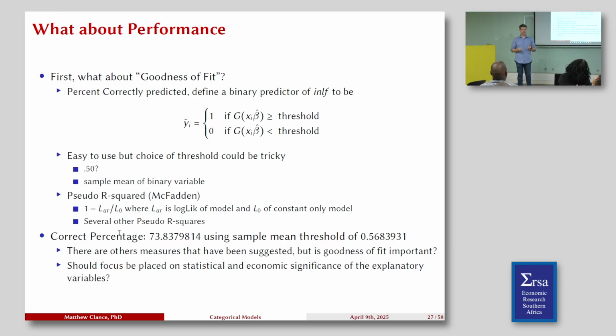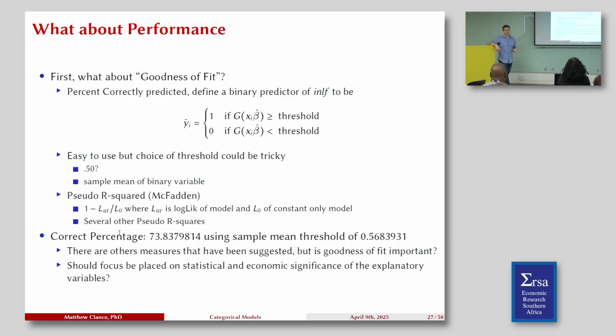Once I choose a threshold, let's say it was 50%, that means if the probability is above 50% and they're working, that's a good match. If it's less than 50% and they're not working, that's a good match. Anything else is a bad match. It means it's a mismatch, a misclassification. Okay? So one measure is percent correctly predicted. We just need to choose a threshold. Is 50% a good choice?